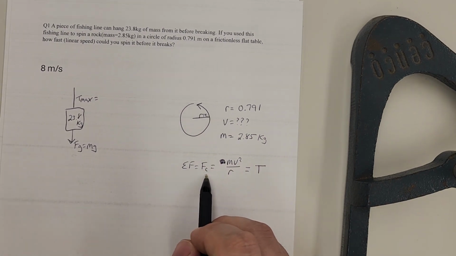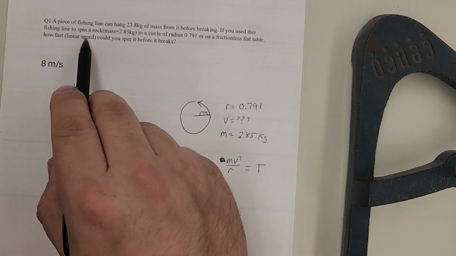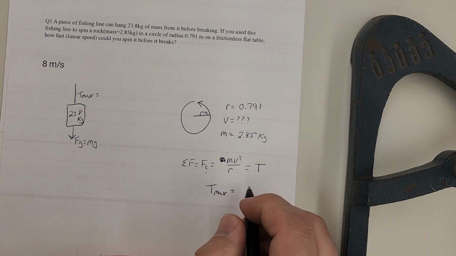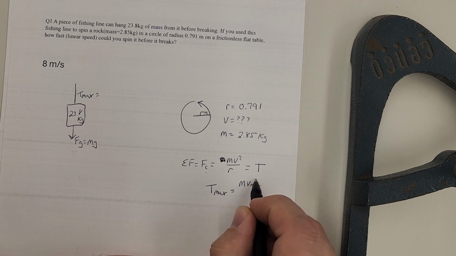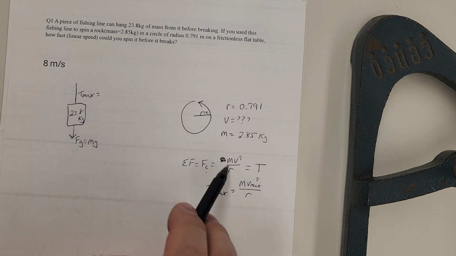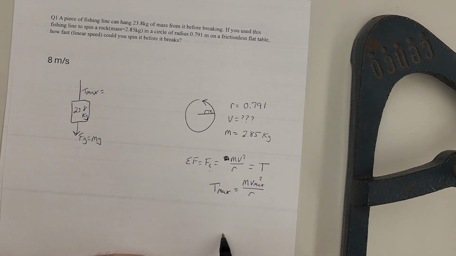It's the overall force. So in here we have that T, and we want to spin it as fast as we can before it breaks. So I want T max to be here. M doesn't have a max, but V would have a max, and that's what we're looking for. So I'm going to use this T max to plug into this T max, and then from there I should be able to solve for whatever the velocity is.